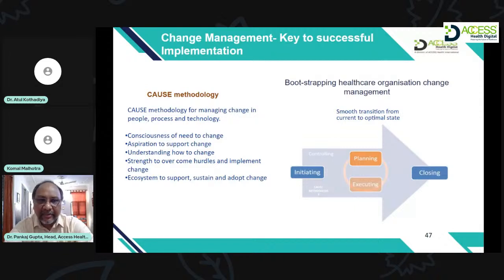ICD-10 for diagnosis, SNOMED for all the procedures and clinical notes, and then LOINC for the labs, and then drug index and so on and so forth. So a whole list of masters have been notified by the Government of India, and now any implementation that has to be done should follow that. So that is one very important change that has come in the last couple of years.